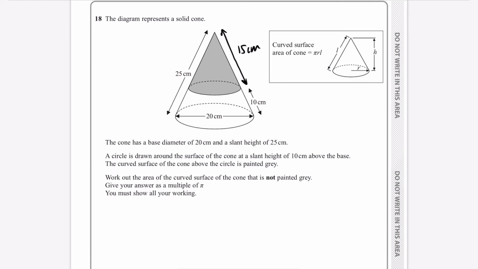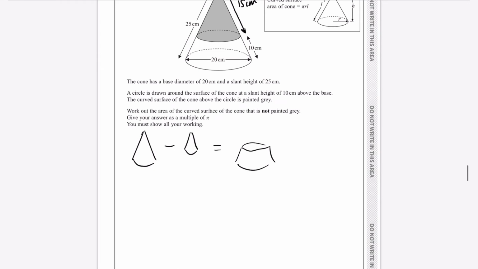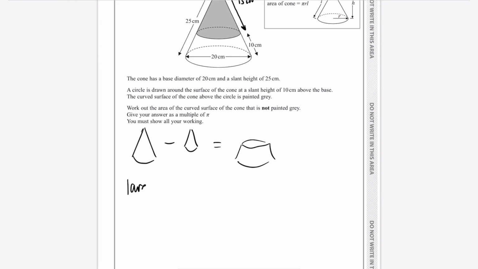So I think to be able to get that bottom section, we're going to do the surface of the large cone, and we'll take away the surface of the small cone, and that should give us the white section that's at the bottom. So that's going to be the plan that we're going to try and do here. So let's do the large cone.